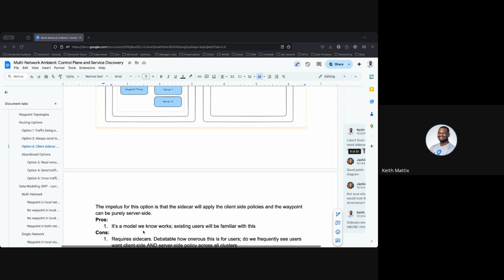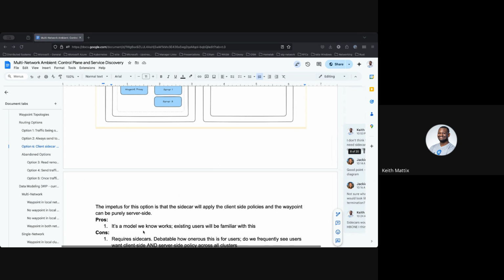Yes, so those are the options we came up with as we were thinking through this. Again, big thanks to Jackie for the diagrams and Mike and Stephen for talking ideas back and forth.